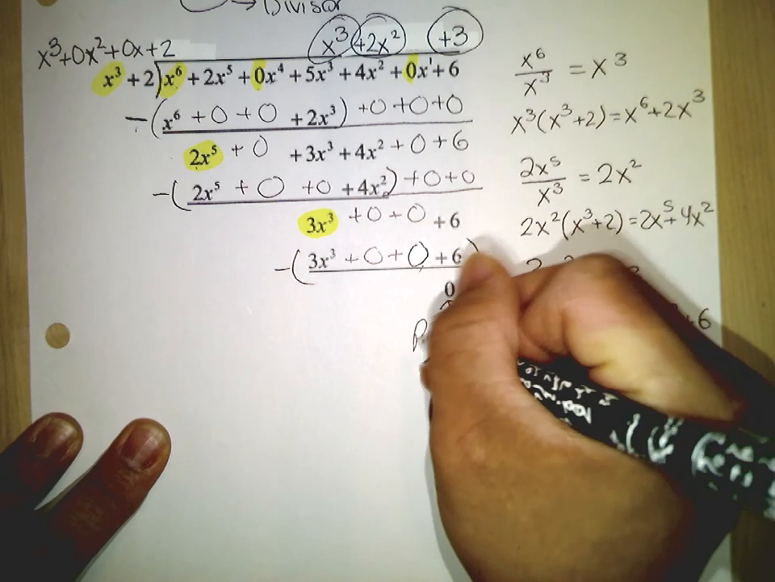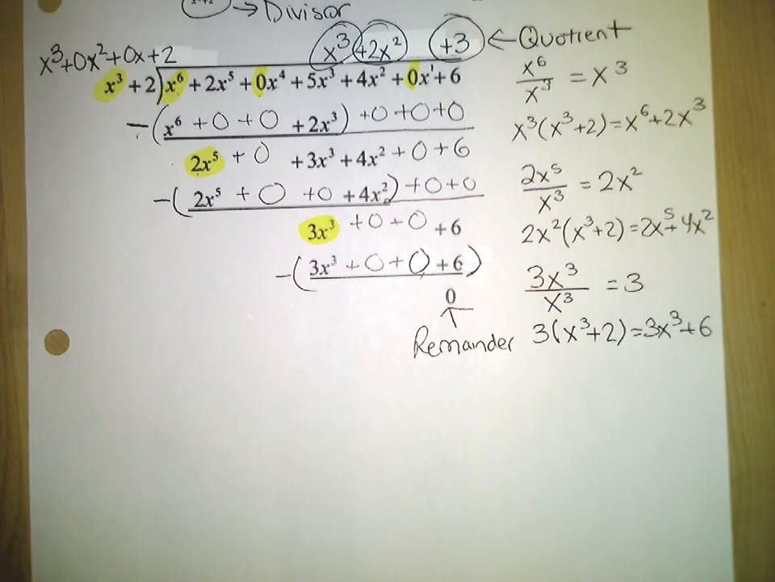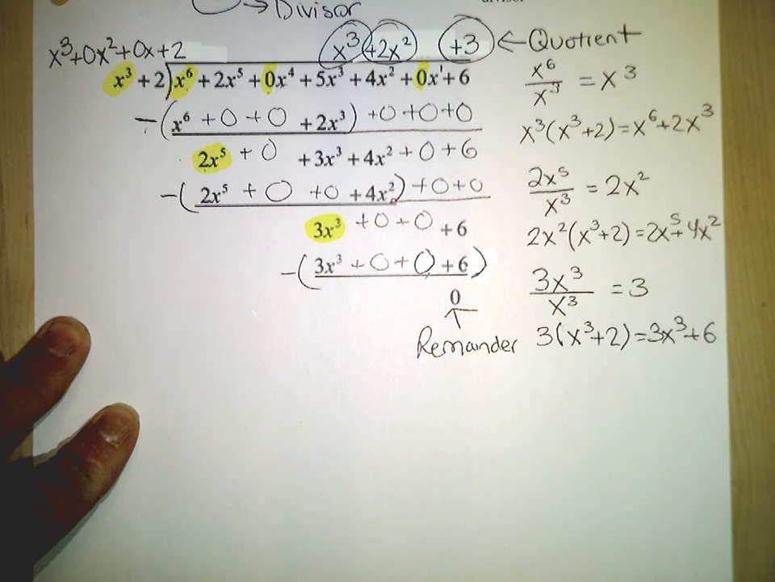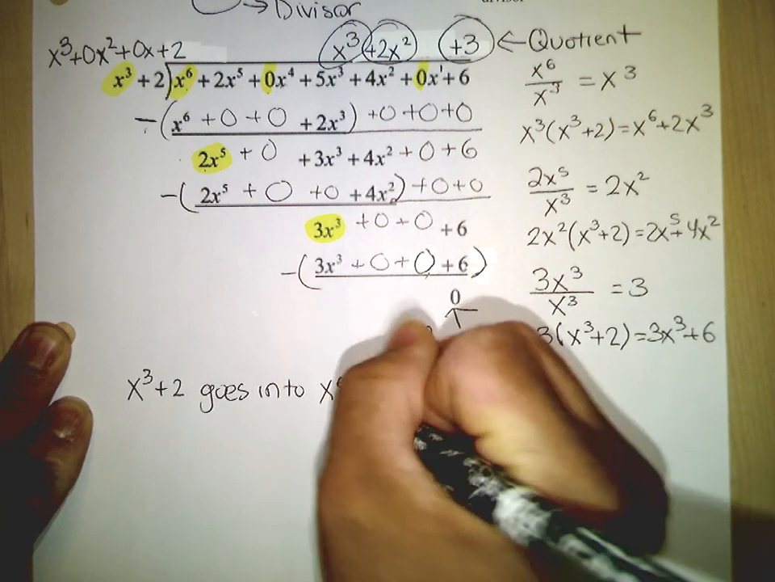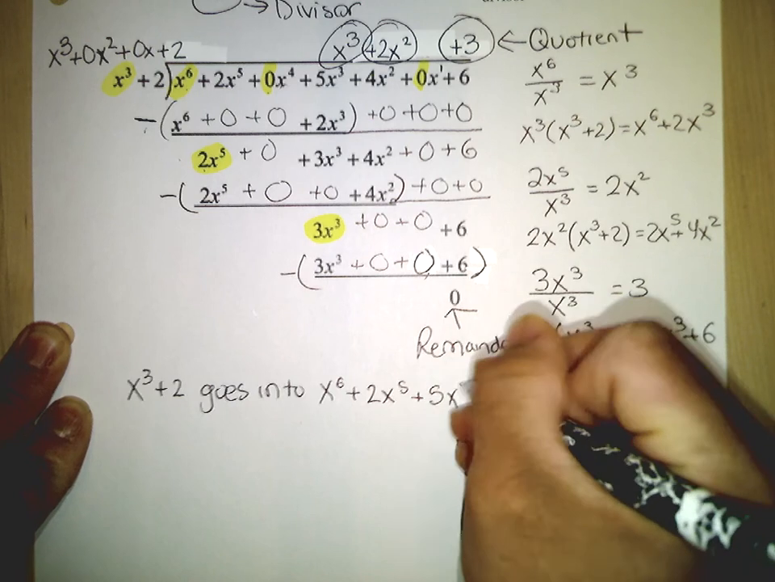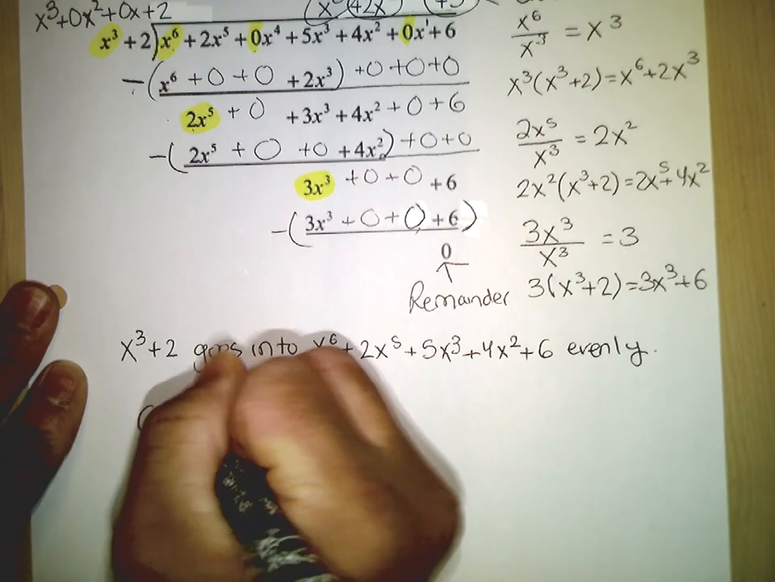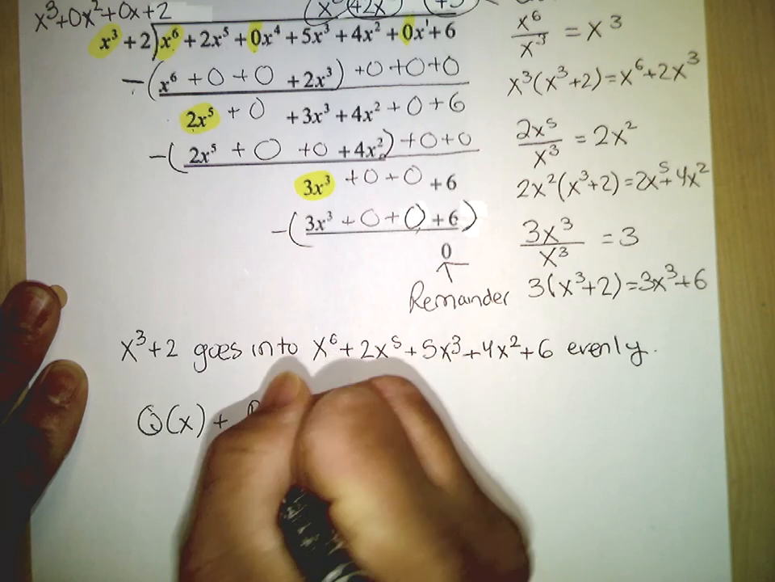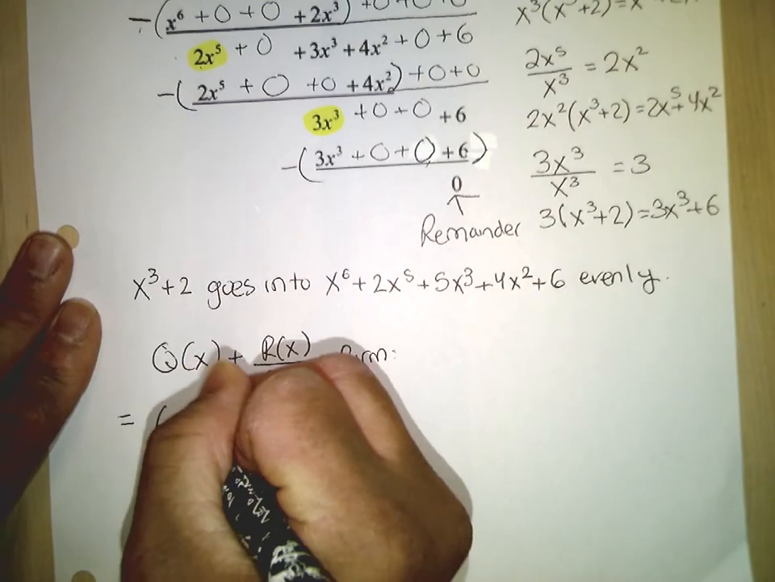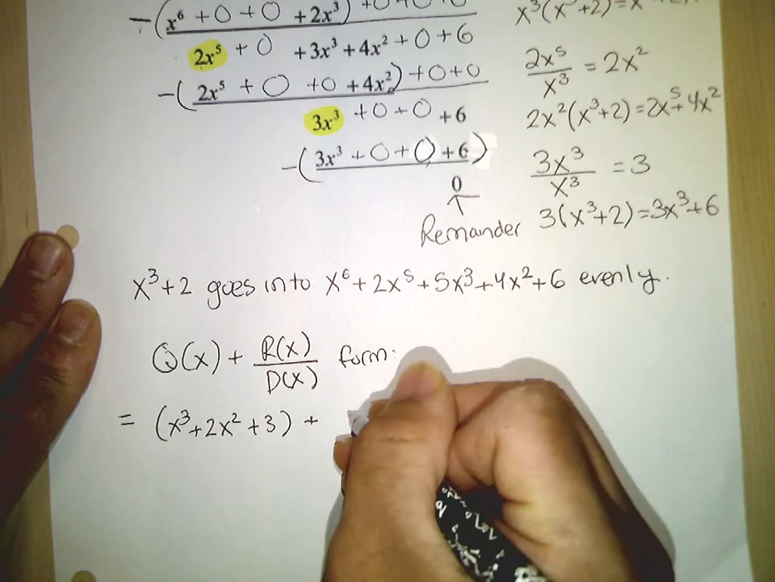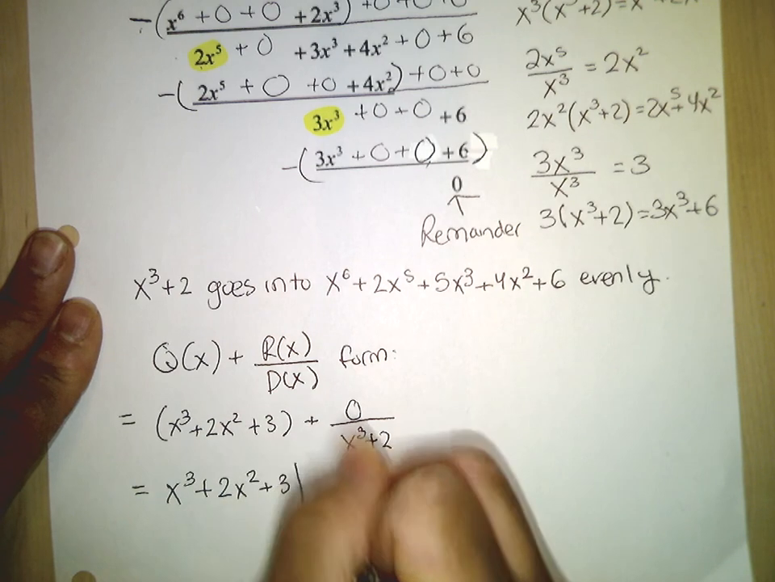So this is the remainder here. And here is the quotient. And remember that when the remainder is 0, that means that the x to the 3rd plus 2 goes into x to the 6 plus 2x to the 5th plus 5x to the 3rd plus 4x squared plus 6 evenly. So in quotient q of x plus remainder r of x over divisor d of x form, we have x to the 3rd plus 2x squared plus 3 plus 0 over x to the 3rd plus 2, or just x to the 3rd plus 2x squared plus 3.